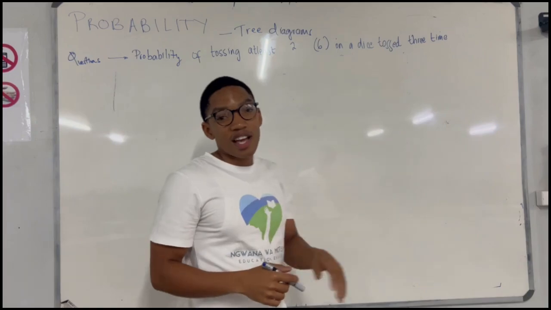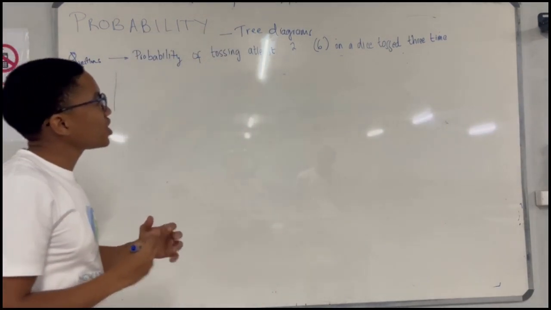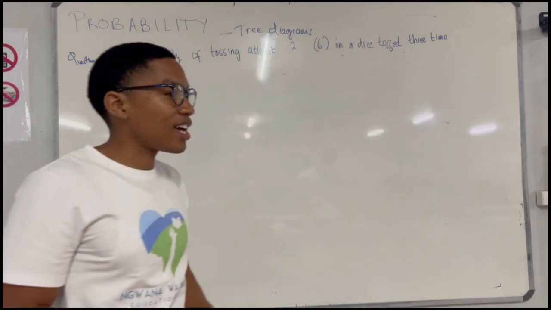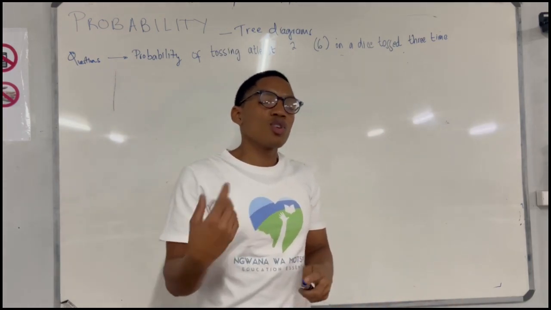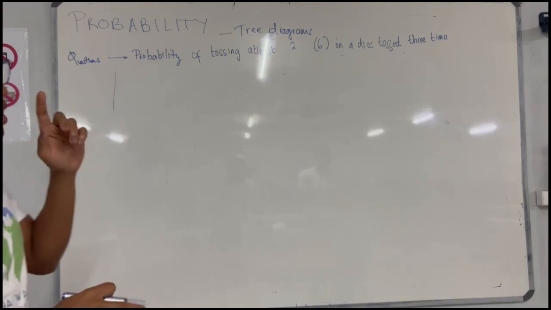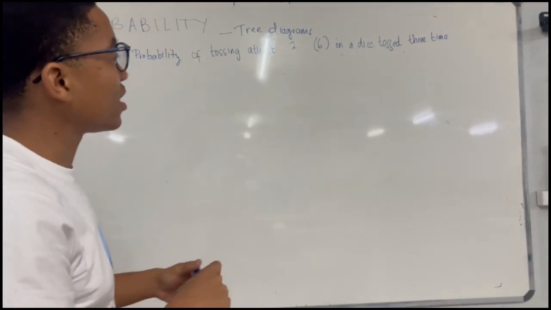Okay, so I have another similar question here. The question says: the probability of tossing at least 2 sixes on a die tossed 3 times. So basically you have a gambling die and you toss it 3 times. What is the probability of tossing at least sixes twice in those 3 times?